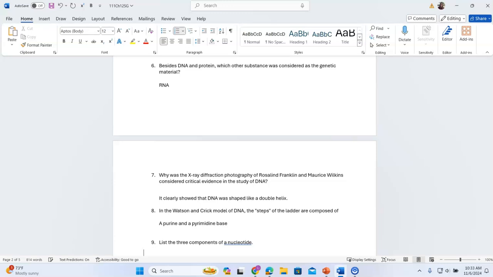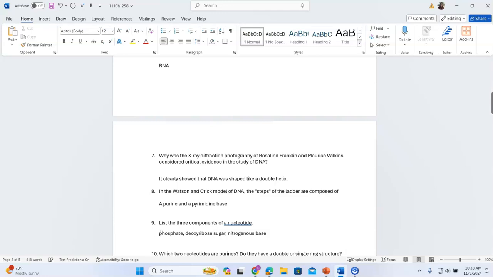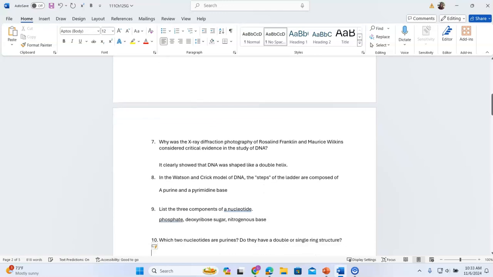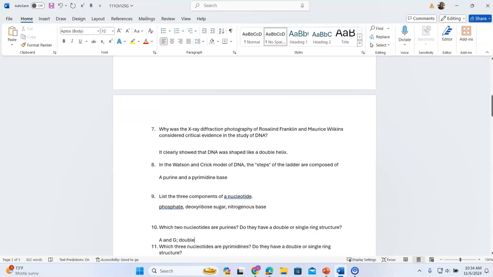And the 3 components of a nucleotide are a phosphate group, the sugar, so we'll say deoxyribose sugar, and a nitrogenous base. Which 2 nucleotides are purines? They're the double ring structures, and I'm just going to use the letters. So the 2 that are purines are A and G, and they have a double ring structure. That's the answer to the second question.